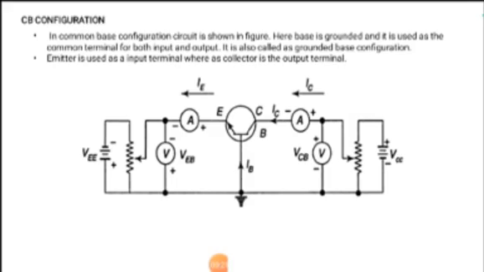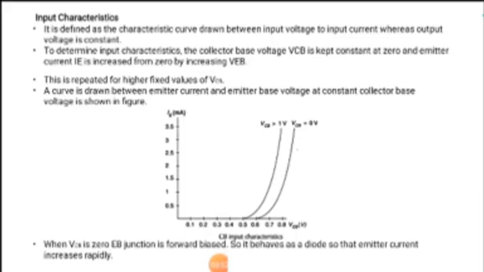So here the base is grounded and the other two sides, that is the common terminal of the emitter as well as the collector, act as the input and the output. It is also called the grounded base configuration, and here the emitter is the input terminal and the collector is the output terminal. So here you can see the input equivalent circuit of the CB configuration.